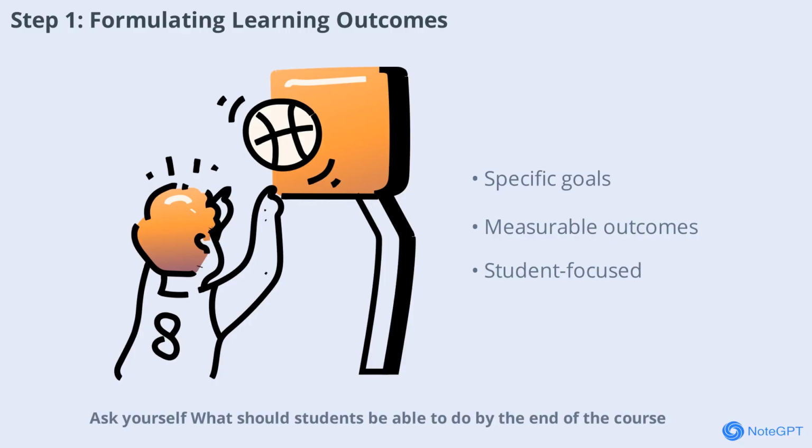The first step is to clearly formulate what you want students to achieve. Ask yourself, what should students be able to do by the end of the course? How will they demonstrate this? Outcomes should be specific, measurable, and focused on what students will do, not just what they will know. This clarity helps both teachers and students stay focused throughout the learning process.